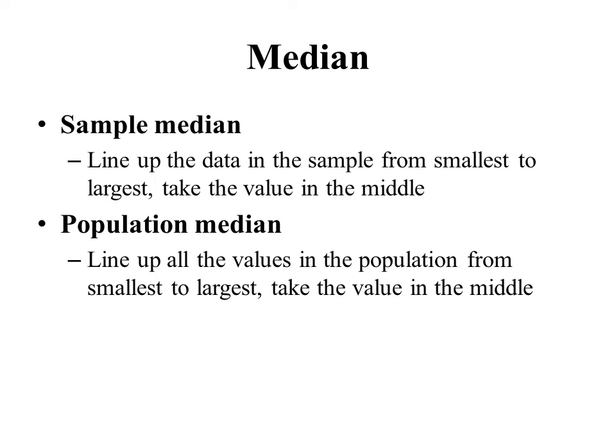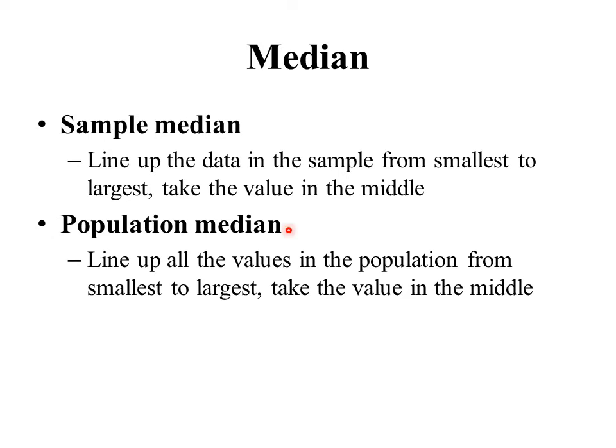Back in, I think it was Chapter 4, we defined a sample median, and here's kind of an informal way of defining a median, or how to calculate a median. So a sample median is we collect sample data, and then we line up the data in the sample from smallest to largest, and we take the value right in the middle. So a median is like a data value that's right in the middle. It's bigger than 50% of the other data, and it's less than 50% of the other data.